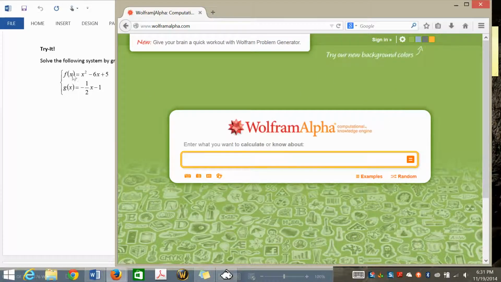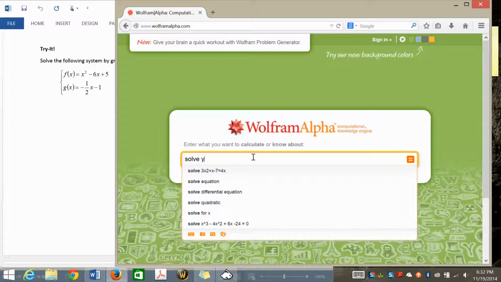Let's suppose that I want to graph these two functions. Because I want them both to graph at the same time, we can just say graph this and this. And that works really well. However, there's another function that will do a little bit more for us. If we ask it to solve and put the two equations, then it will give us the graph as well as the actual solution intersection, which is really nice.